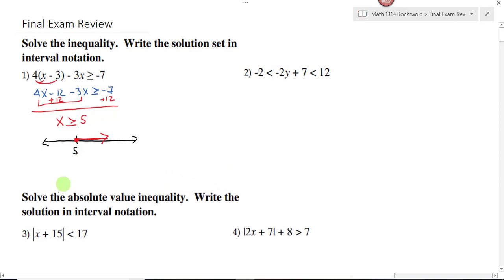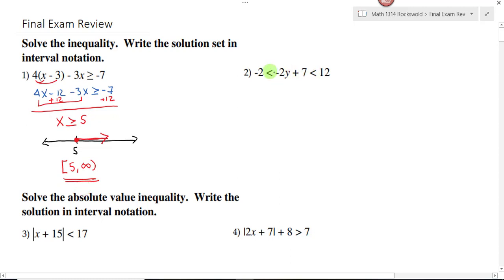The instructions here ask you to write your answer using interval notation. So using interval notation, would I start with a parenthesis or a bracket, and then 5, comma, infinity, parentheses. Positive and negative infinities always get parentheses, so this would be the solution to problem number 1.